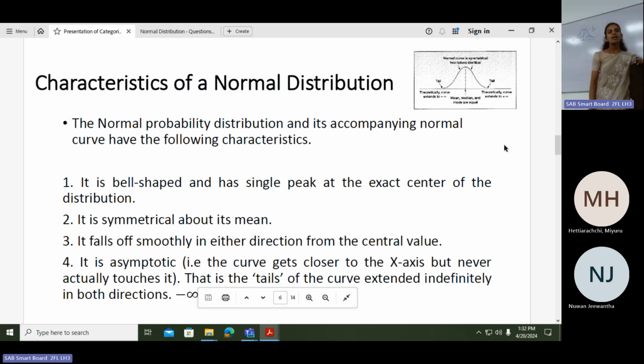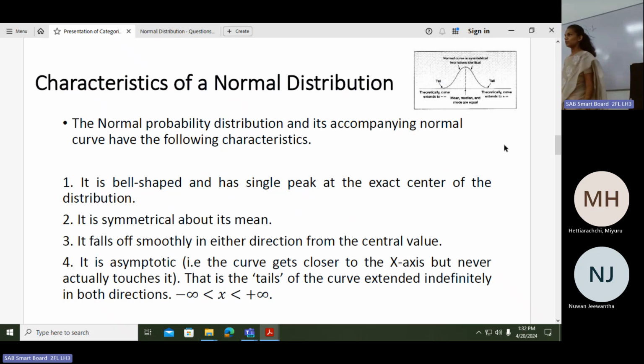Then we move into the characteristics of the normal distribution. What are the features of the normal distribution? What is the first one? It is a bell shape. It's drawn as a bell shape. Do you know about the bell? The bell-shaped curve has only a single peak.